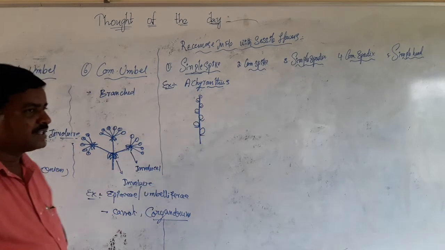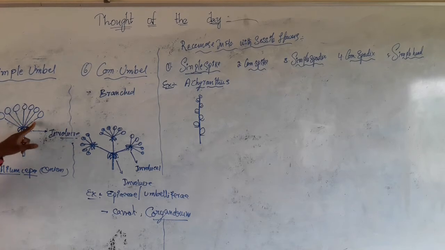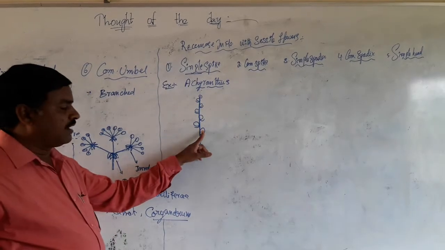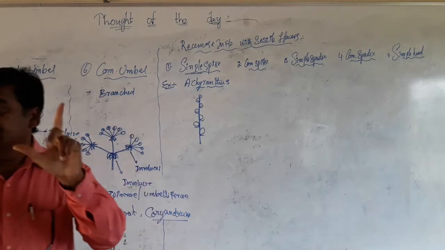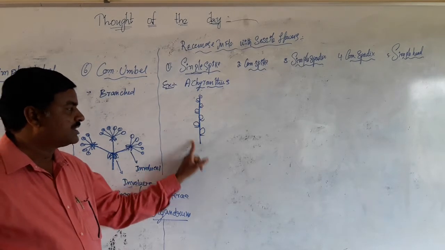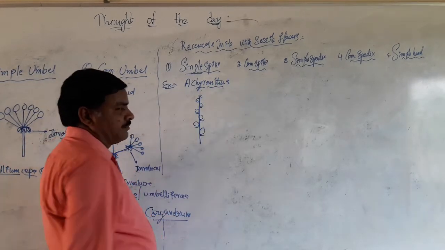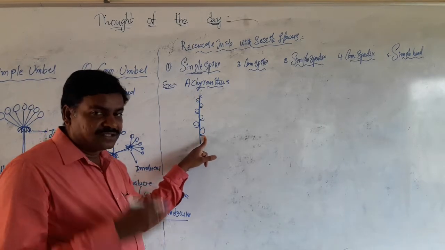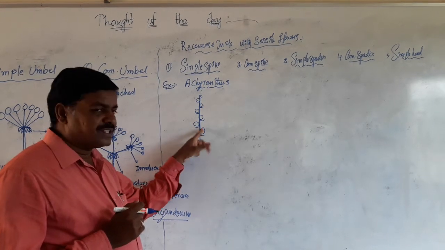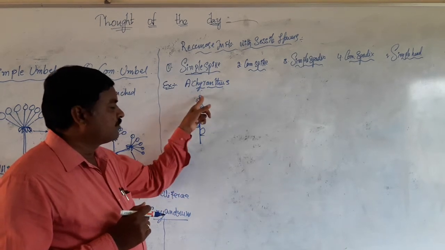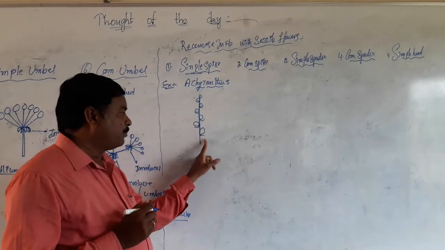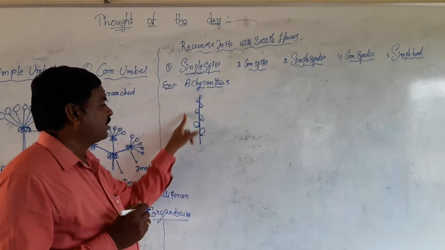Here, pay careful attention: this is a flower, and the other one has pedicels. This is also a flower, but these flowers are sessile flowers, no stalks, flowers without stalk, without pedicel, that is called sessile flower. So the pedicle is unbranched and it produces a number of bracteate and sessile flowers in acropetal succession. You know, acropetal succession means older flowers are present at the base of the pedicle, and younger flowers are present at the top of the pedicle. All the flowers are arranged in acropetal succession.